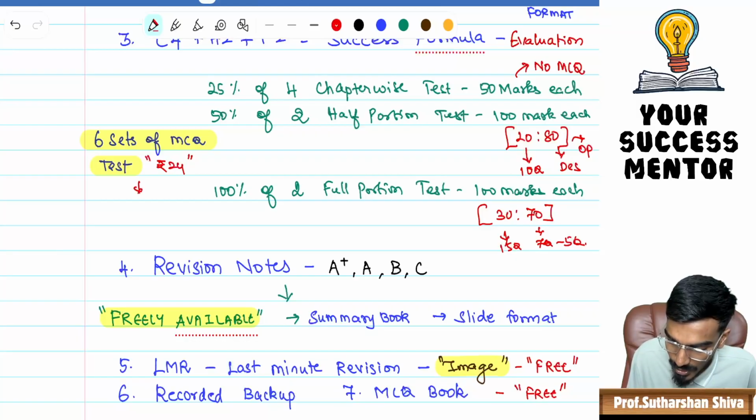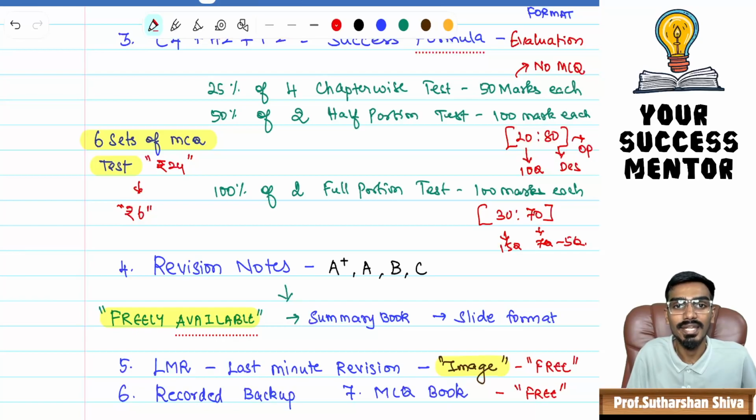If they just want to attend cost accounting, then they can just pay 6 rupees and take that MCQ test series. Right now this is the pricing I'm trying to do. Based on that, we will go for that. So you will get all this: classes, notes, test, revision notes, LMR last minute revision notes, recorded backup, MCQ book, MCQ test, along with full portion, chapter wise and half portion.